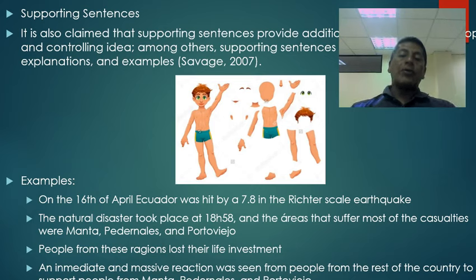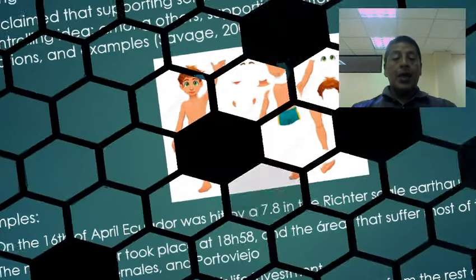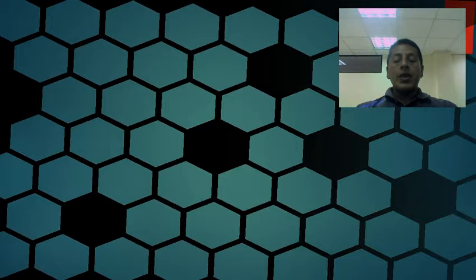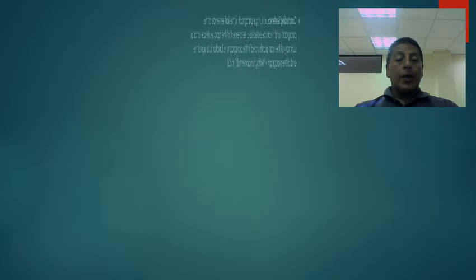In other words, what supporting sentences do is they contribute with parts of the topic sentence in order to develop the whole topic sentence. Here in this picture we can say that this is what we are trying to prove or to develop by putting little by little some additional information. So these sentences become these little parts that are going to develop the whole topic sentence. Okay, so moving on, it comes the time to work with the concluding sentences.